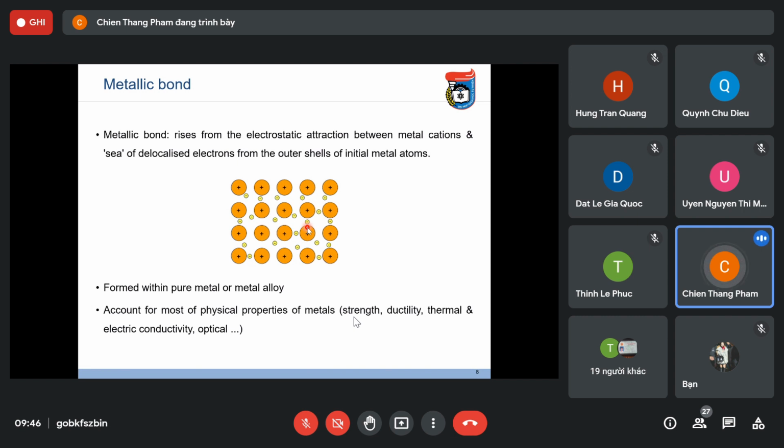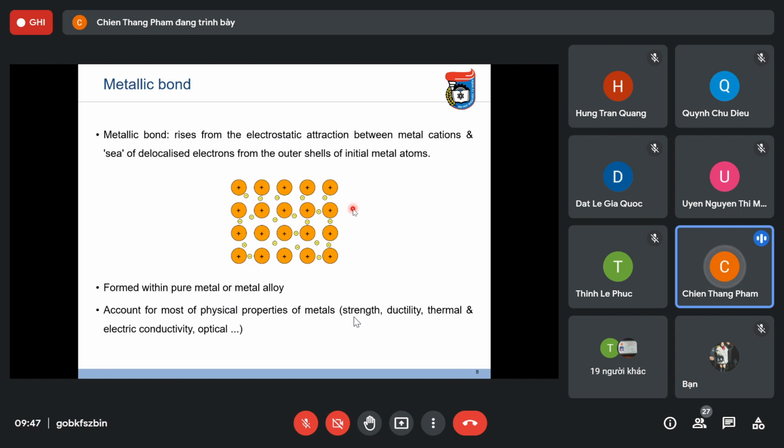With this kind of structure, the delocalized electrons can explain why metals can conduct electricity. When you apply an electric field on the metal, the electrons can move in a particular direction, and this produces electricity.